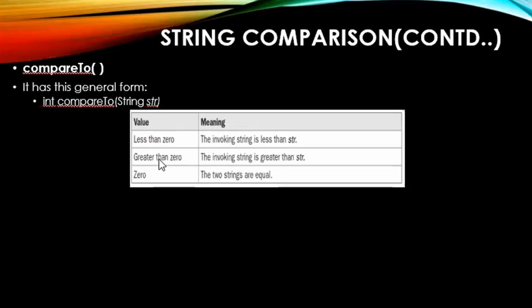Correct? If you are getting a greater than 0, then invoking string is greater than a str. The example is justifying a table which I am displaying in the PPT. Okay, so is it clear with the compareTo, right? Any other questions? If you have any other questions, you can post those questions in the chat box.